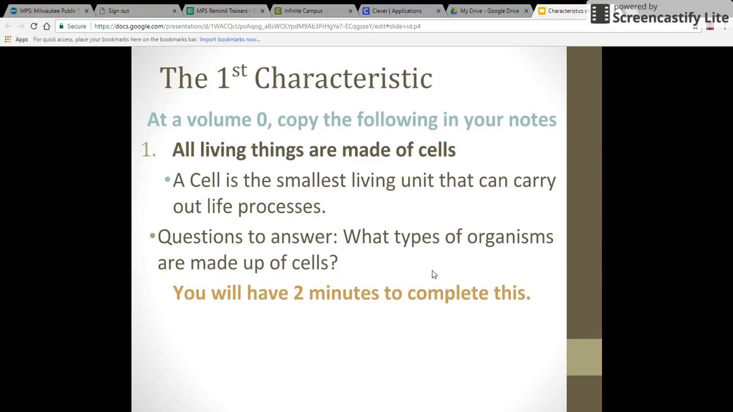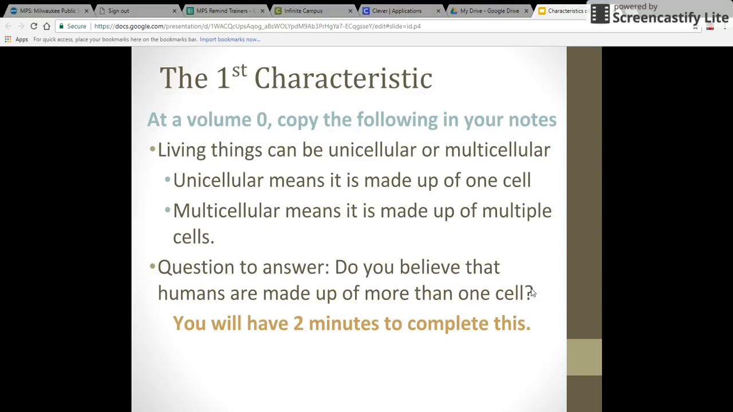To start off, let's start with the first characteristic of life. In the first characteristic of life, all living things are made up of cells. A cell is the smallest possible living unit that can carry out all of life's processes. So when we're thinking about the cell, it contains every little piece inside of it that can carry out life.